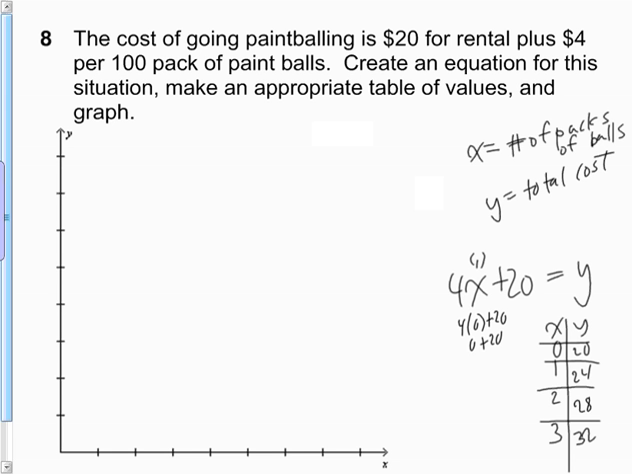Now, when I graph it, it's a little bit trickier. This is going to be 1 pack of paintballs, 2 packs of paintballs, 3 packs of paintballs. But my y-axis is going to be tricky because my y-axis starts at 20 and only goes up by 4. Does anyone remember how we have to graph that on the y-axis? What little trick we have to do to make that work? We got to do the little sideways W. That's right, Brent.